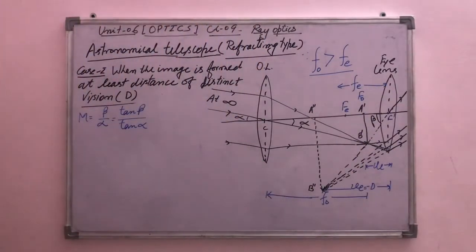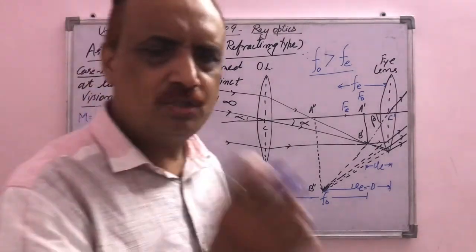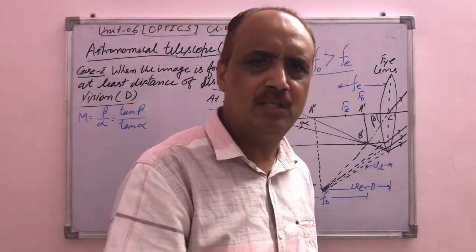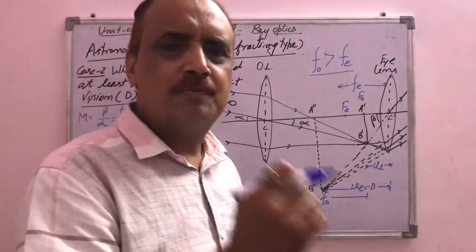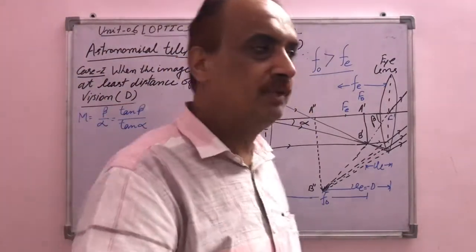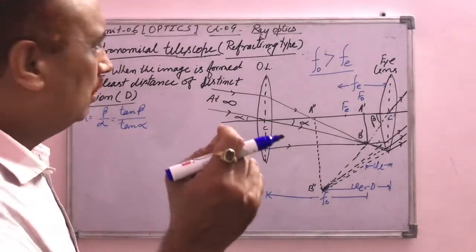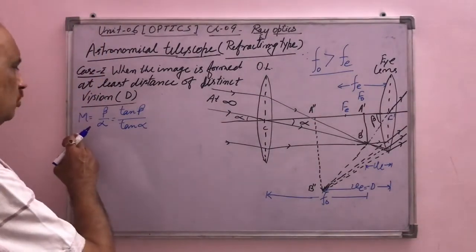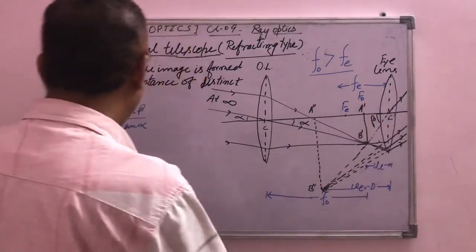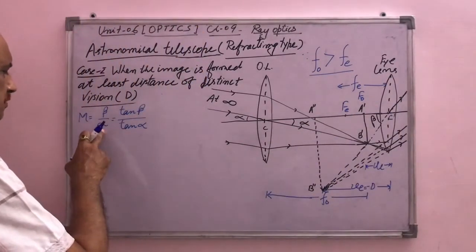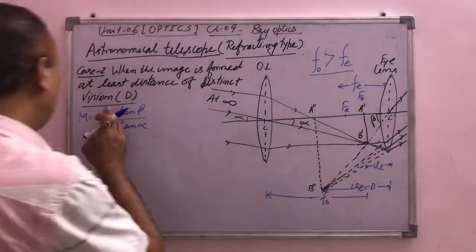Now we will discuss what the magnifying power is in that case. The magnifying power is defined as the ratio of the angle subtended by the image when placed at the least distance of distinct vision to the angle subtended by the object when placed at infinity, known as the magnifying power of the astronomical telescope. So M is equal to the angle subtended by the image, that is beta in the triangle A dash B dash C dash, and the angle subtended by the object, that is alpha, in the triangle C A dash B dash. So it is equal to beta upon alpha.